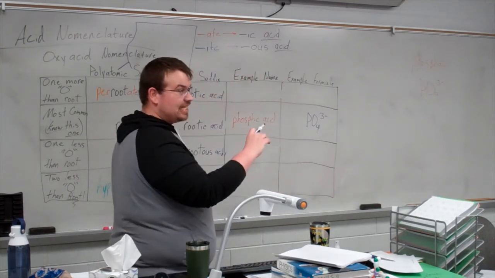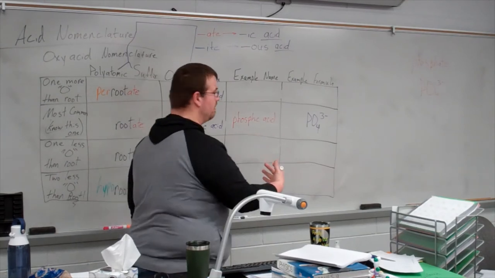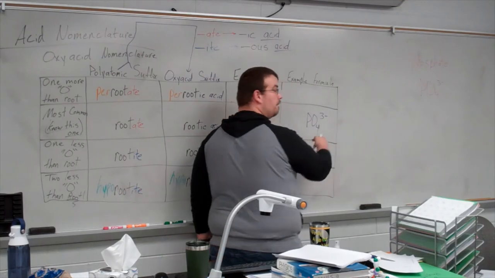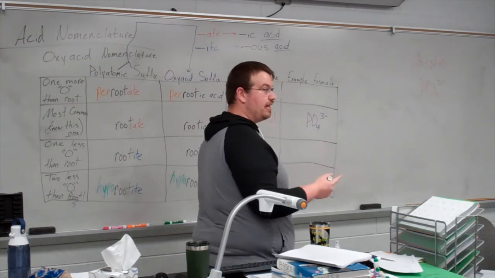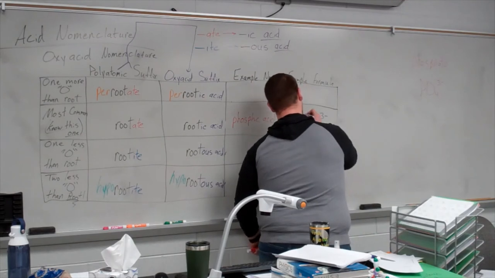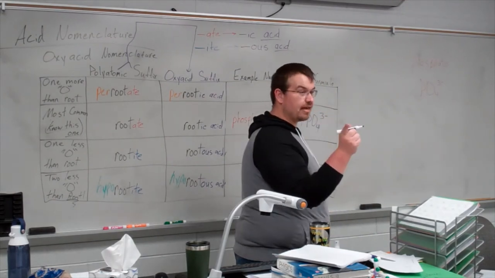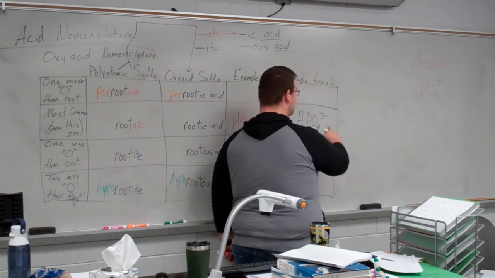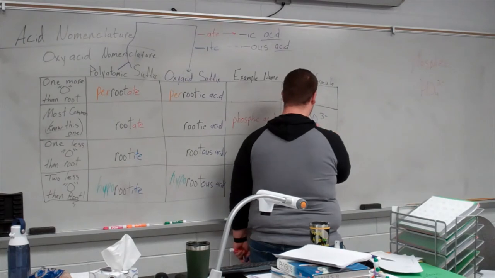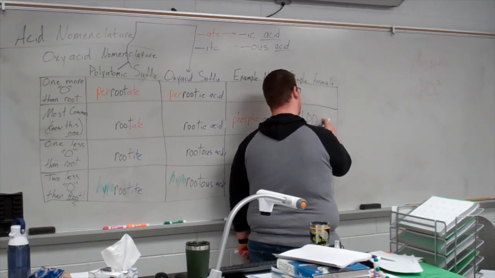It's ic at the end. That means it came from ate. So phosphate, PO4 3 minus. But this is an acid. So to make it an acid, what's the first element? We've got to put hydrogen in here. Now, how many hydrogens do you put? Here's the trick. What's the number with the charge? Put that in, because when you put three of those, it removes that.